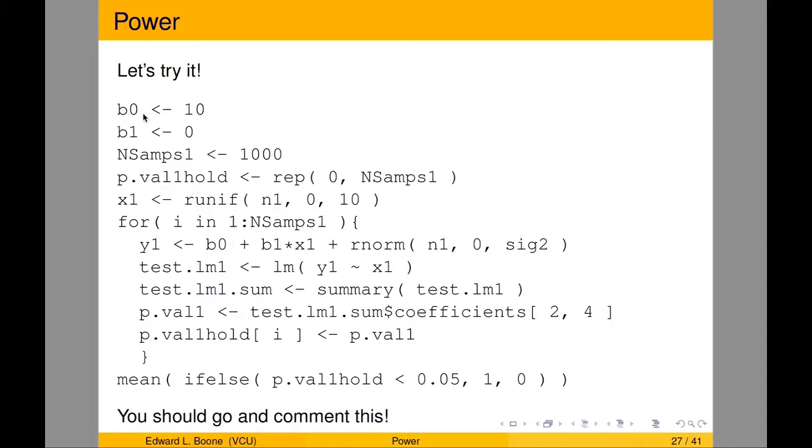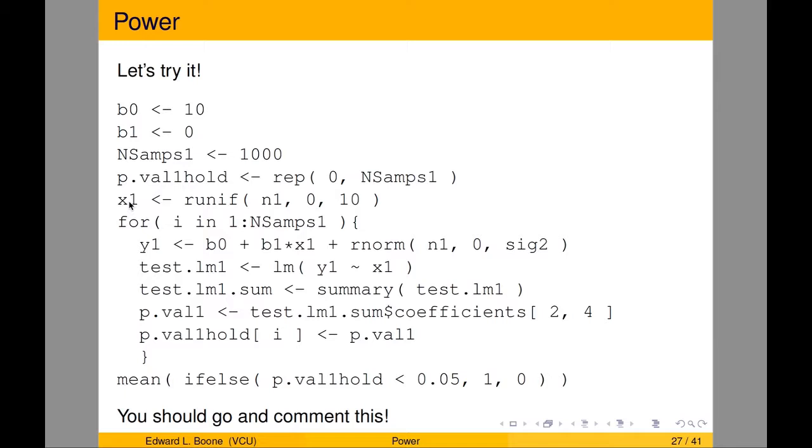So I have beta 0, which I need to define. I've picked it to be 10. It really doesn't matter what it is, by the way, in this case. B1 is the thing I'm interested in, and we're going to put it at 0. That's the null hypothesis. NSAMPS is how many times I'm going to repeat this process. Like I said, I'm going to do the whole process 1,000 times or so. Here I'm creating a container for my results, p-val1 hold, a repeating vector of zeros the length of the number of samples that I'm going to do.